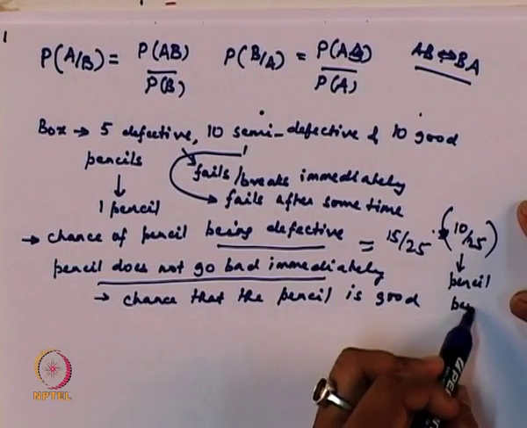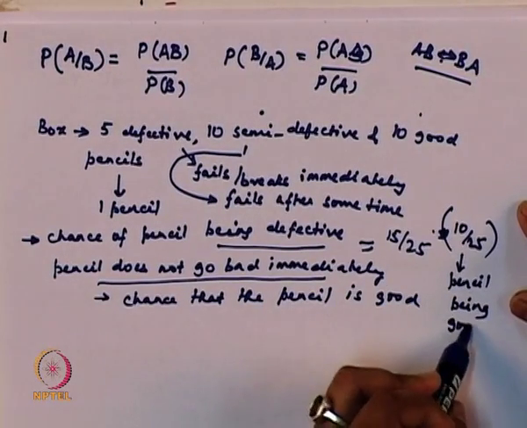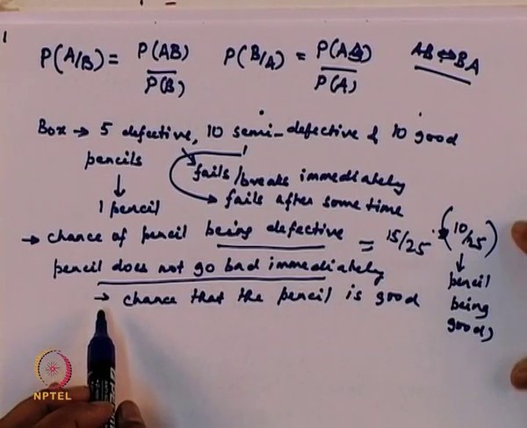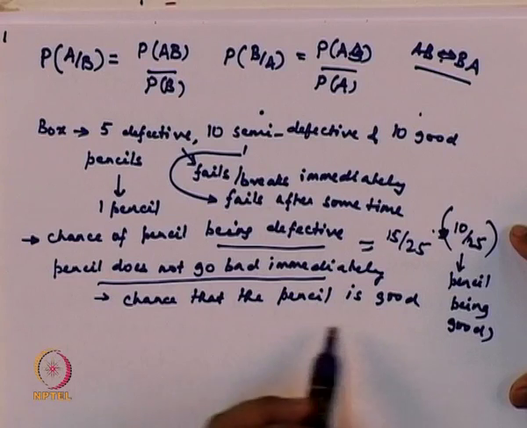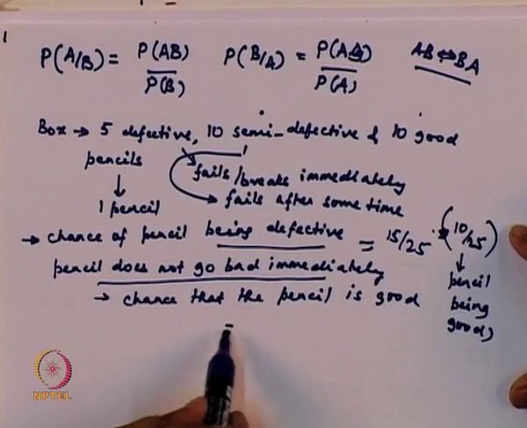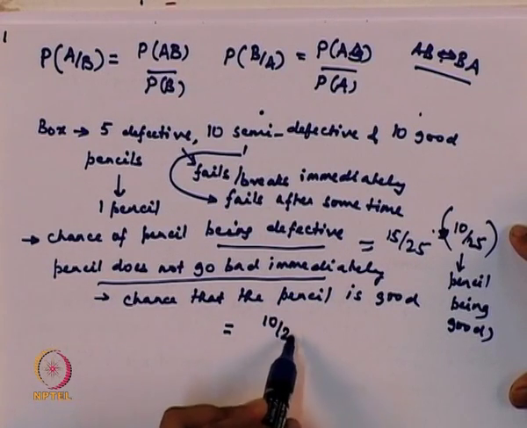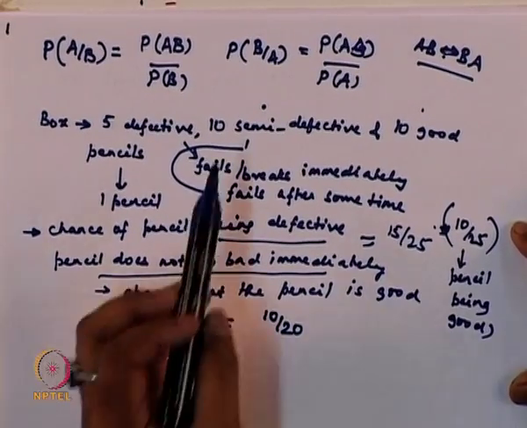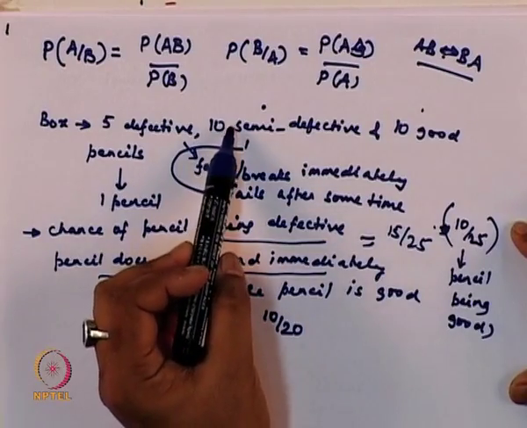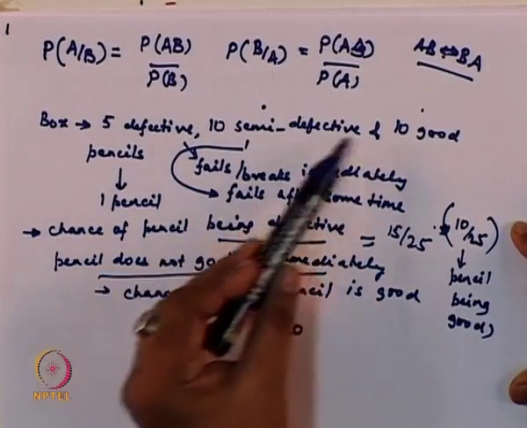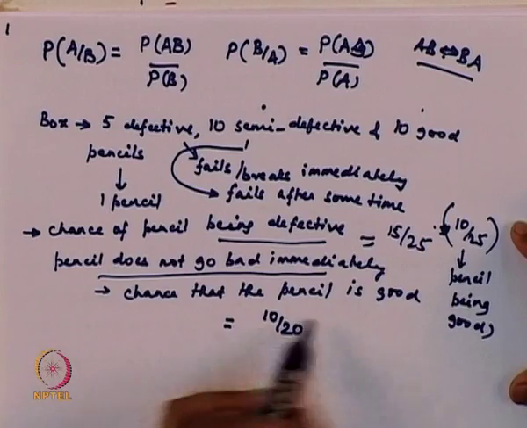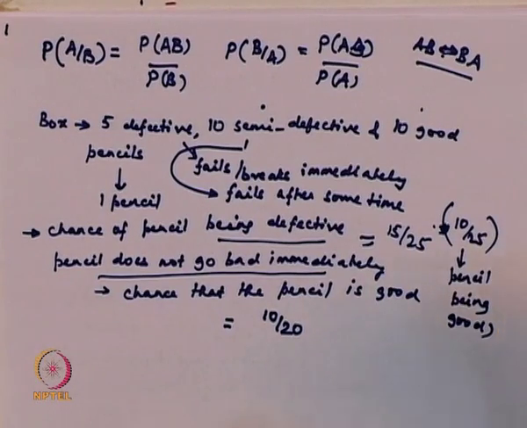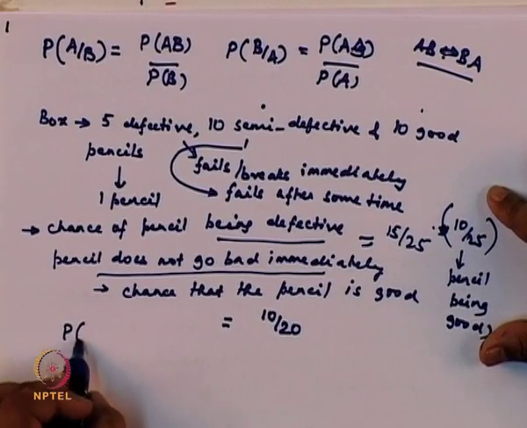Okay. But if I know that the pencil is not going bad immediately, the chance that the pencil is good is nothing but 10 by 20. Why? Because if it is not immediately going bad, I know that I might have chosen one of these or one of these pieces, and I have a total of 20 pieces. So, my chance that the pencil is good is actually 10 by 20. Okay. So, this is an example of conditional probability.